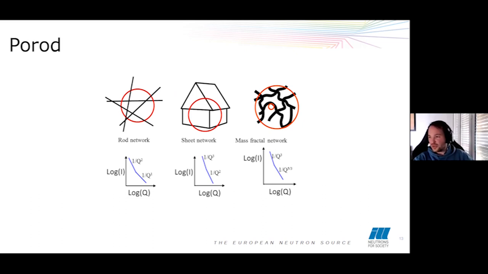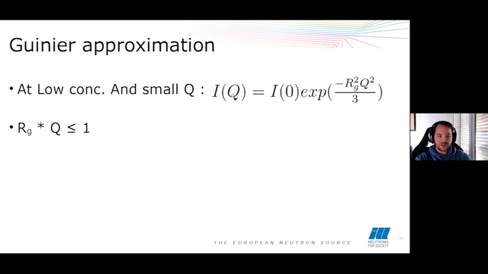This is what we can get for some Porod slopes. Then there's the Guinier approximation. Here at low concentration and small Q, we can simplify the equation to have the intensity be related to the radius of gyration squared times Q squared. This approximation works only when the radius of gyration times Q is roughly a maximum of 1. Above that, we need to change the equation a little bit.